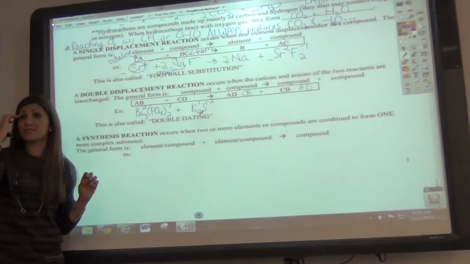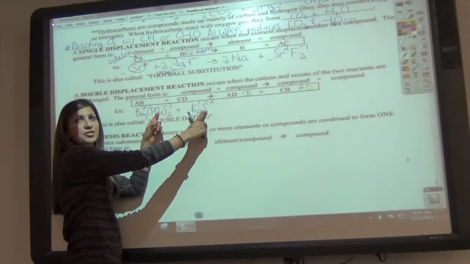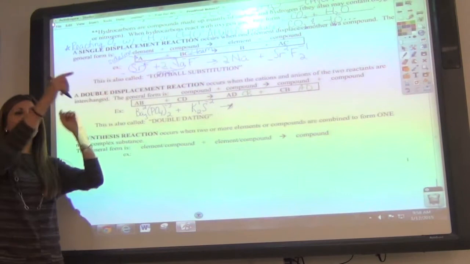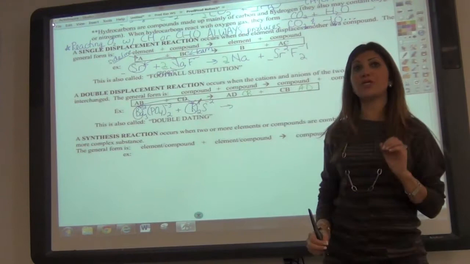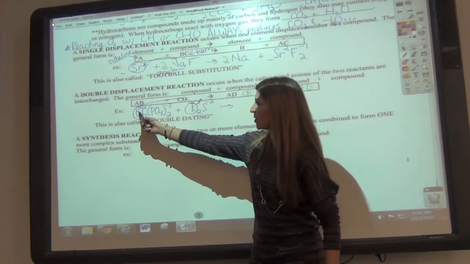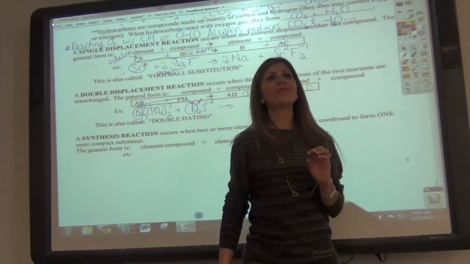Either our girls are going to switch or our guys are going to switch. It doesn't matter, as long as you're either switching positive with positive or negative with negative. So I'm going to do barium switches with potassium. I'm going to circle those, and these are the two I'm going to swap. Once your formulas are written, you can no longer change them. So let's swap them. So instead, K is going to come here. So who's potassium with now? Phosphate. Are they going to react differently? Yes, they're going to react differently.